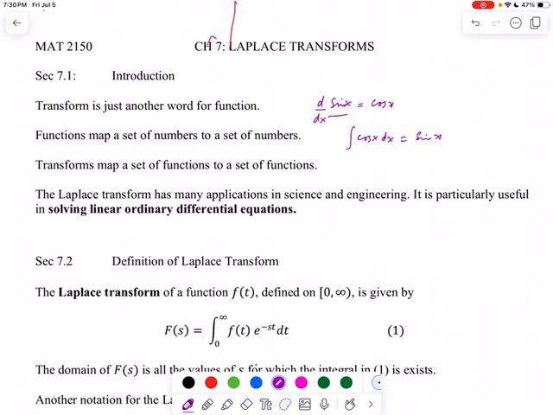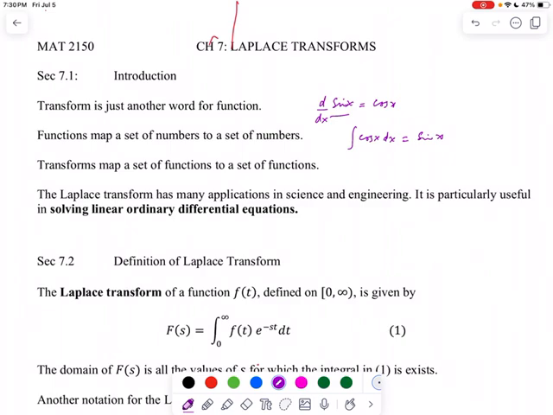Now we look at the Laplace transform. The reason we are studying it here is because it makes differential equations easier to solve, but it can solve only linear differential equations with constant coefficients, not with variable coefficients. Okay, let's start with the definition.